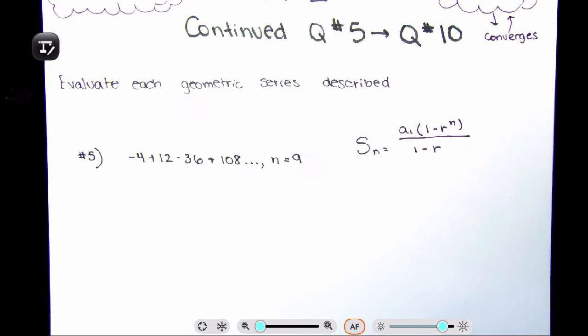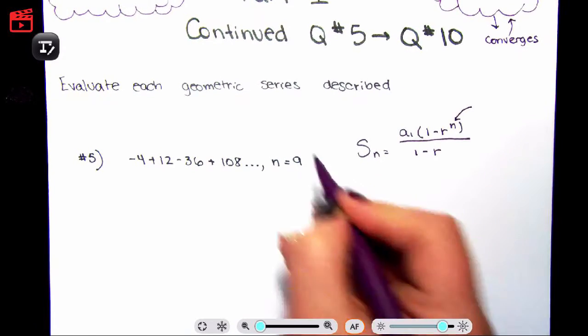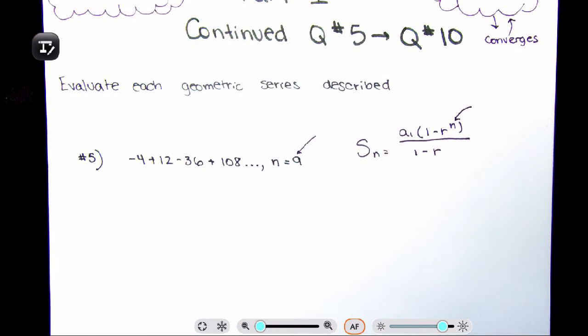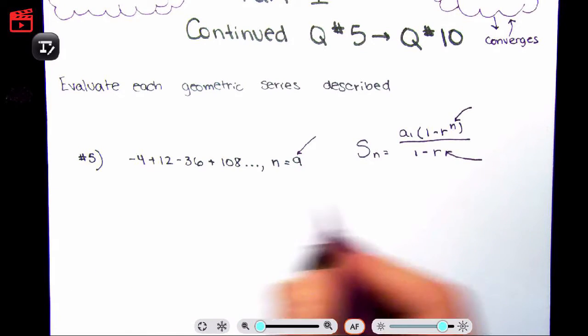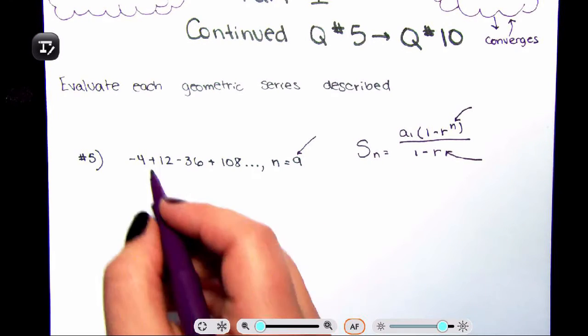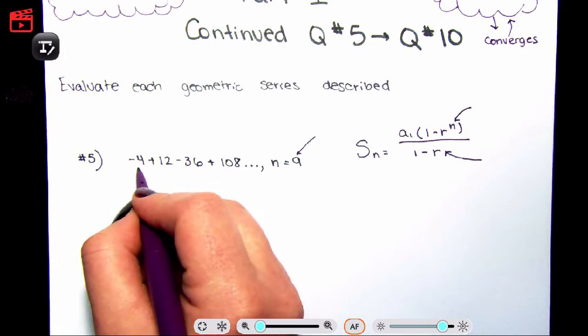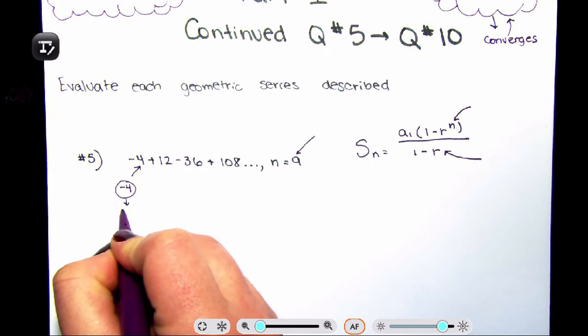So in this formula, we need some kind of information. We need our n value, or the total number of terms. This is what they give us. We also need the common ratio, which we need to find out. And then we also need to know what the a sub 1 is, or the first term in the series. The first term in the series is -4, so that's going to be our a sub 1.